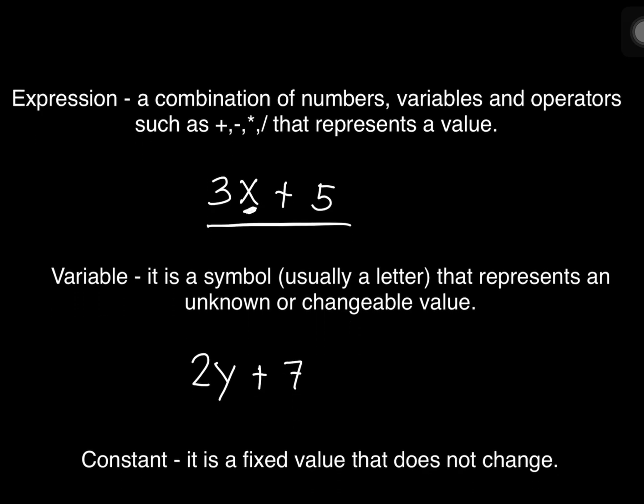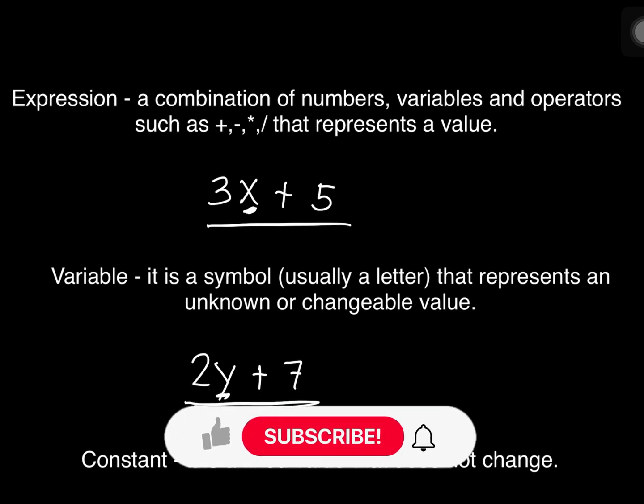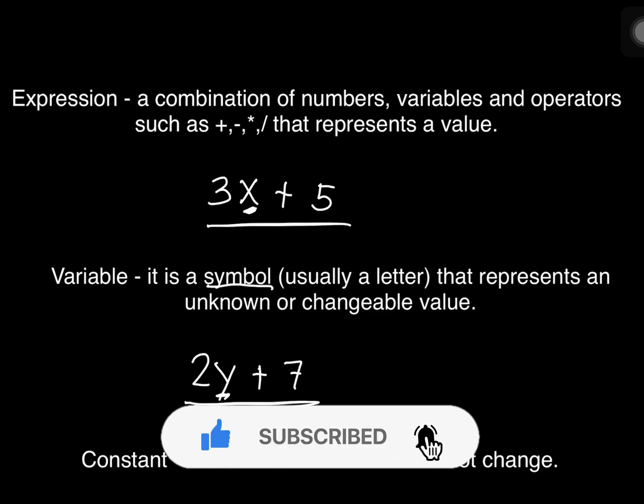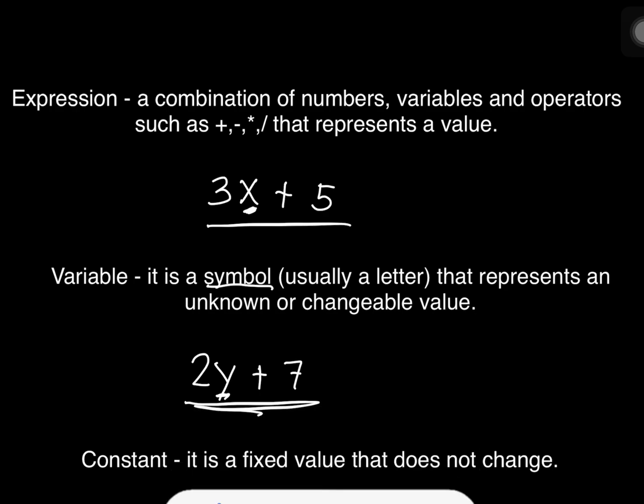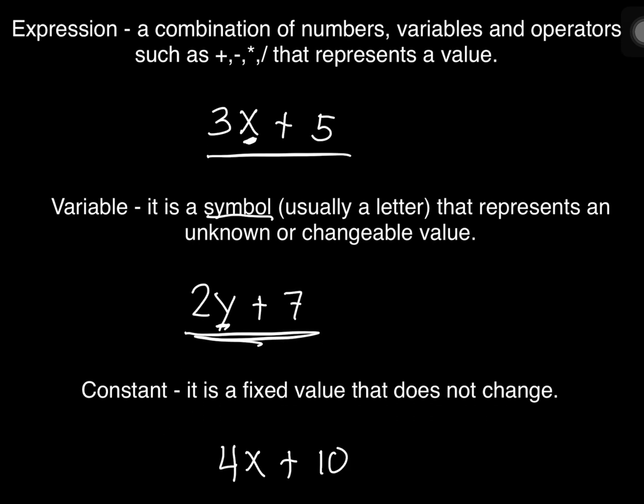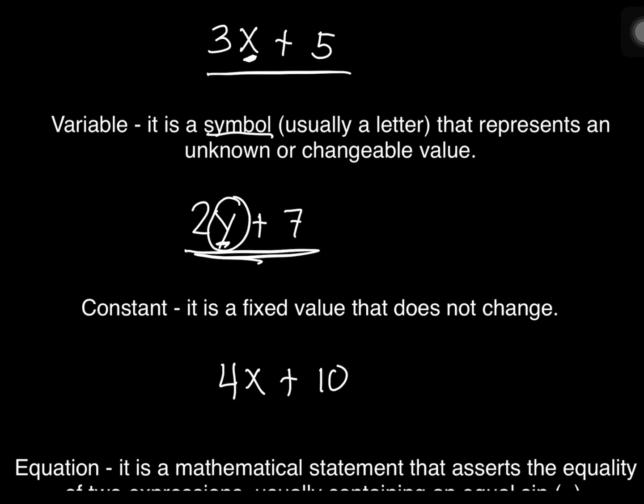So if we have another example in here, y is a variable, where a variable is a symbol, usually a letter, that represents an unknown or changeable value. So in 2y plus 7, the y is known as the variable. And you will also encounter the constant, which is a fixed value that does not change. So in these examples, 10 is called the constant.